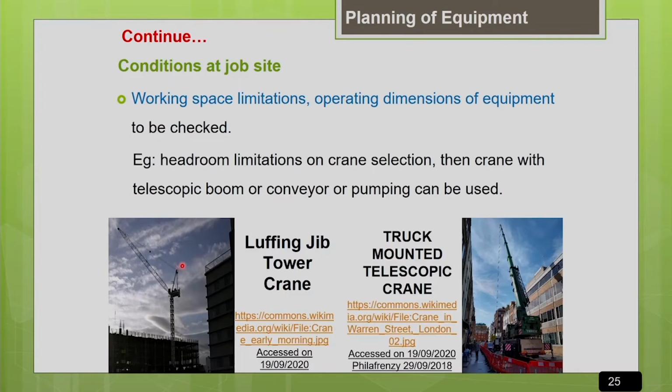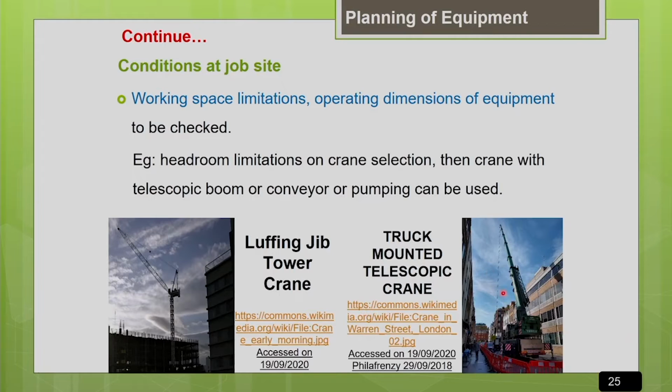So in congested sites, you have to go for this kind of luffing jib crane. You can change the angle of the jib of your crane according to your requirement. This is one advantage when working in a congested site where there is a working space limitation or constraint. Similarly, I can go for a telescopic crane. We will be discussing different types of cranes, their characteristic features, and productivity estimation of cranes in the upcoming lecture. This is just an introduction on how to select the machine with respect to working space limitation.